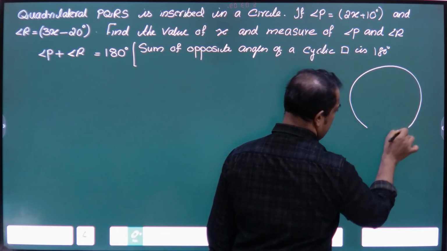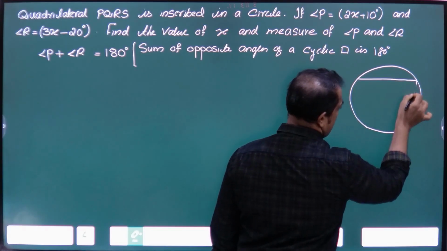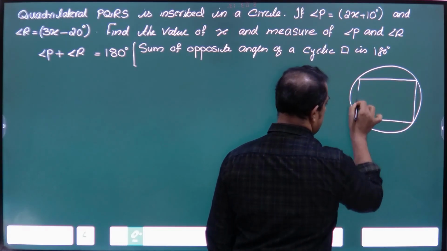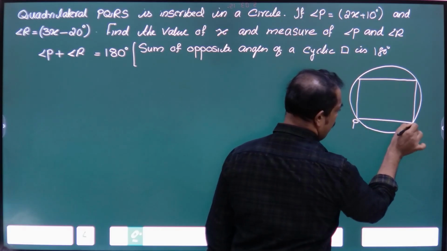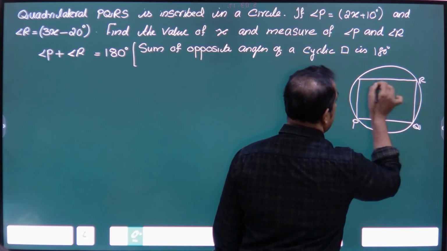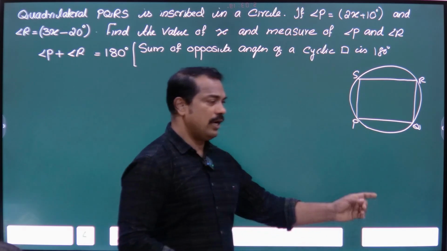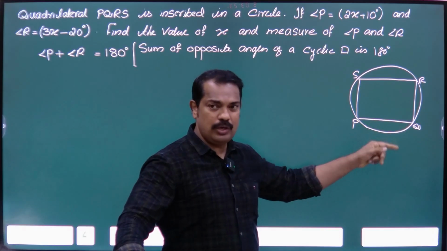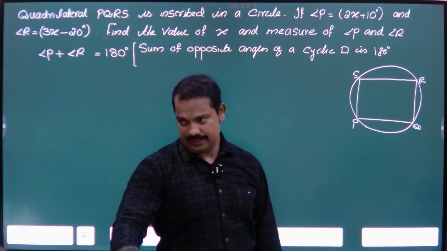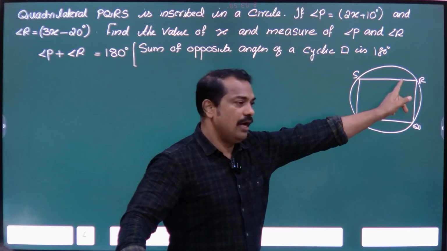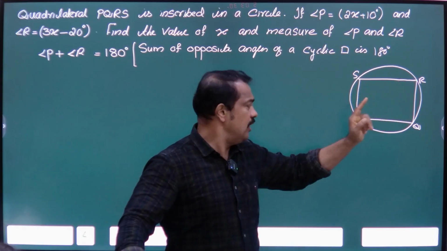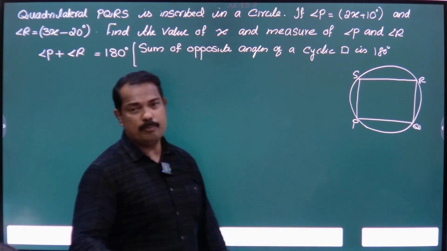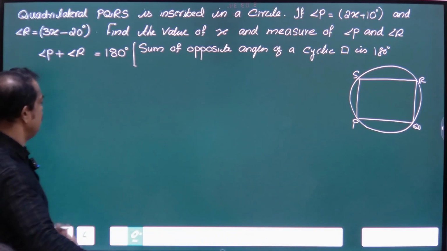Draw a quadrilateral. Write in order: P, Q, R, S. Here, which two angles are opposite angles? P and R. Not P and Q. P and Q are adjacent angles, not opposite angles. P and R are the opposite angles. Q and S are the opposite angles.